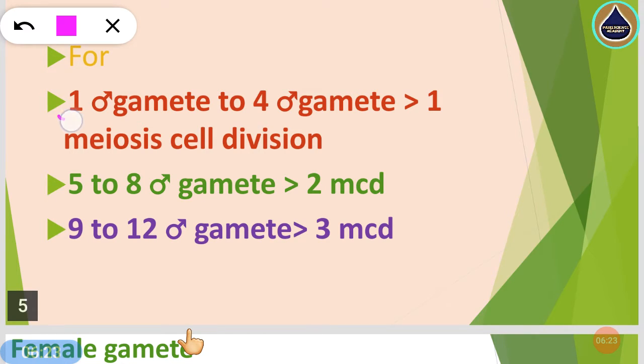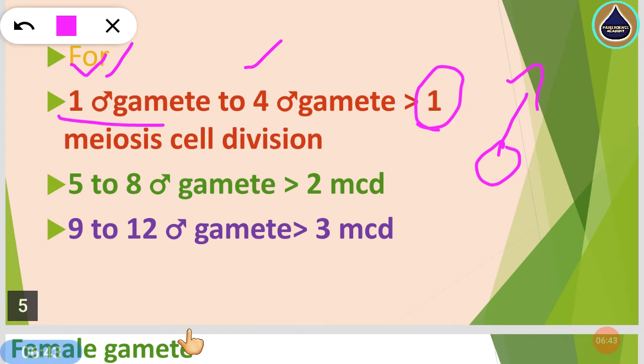So it is now clear that one male gamete, this is the sign of maleness, is indicated by this sign. Male is indicated by this sign in the science faculty. So for 4 male gametes, only one cell division is needed.